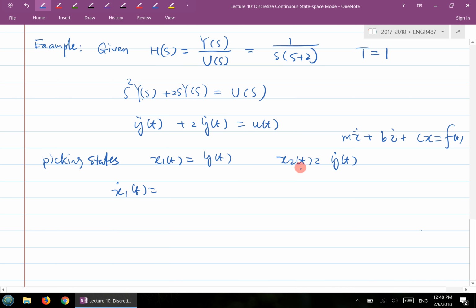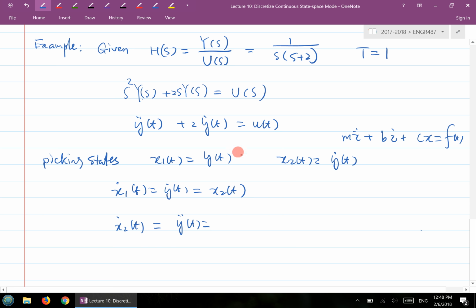If you look at x1 dot, that basically equals y dot, and according to our selection of state, that's basically x2 of t. And then x2 dot, which is y double dot. For y double dot, you go back to the original differential equation.